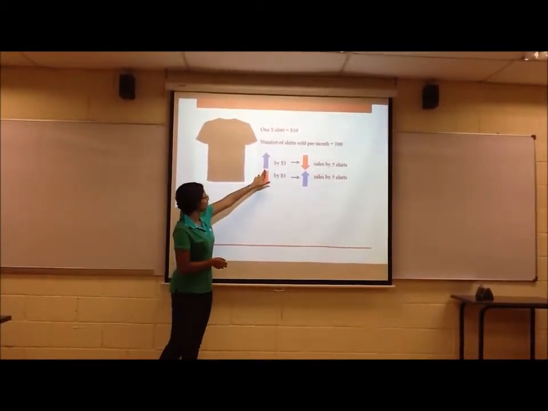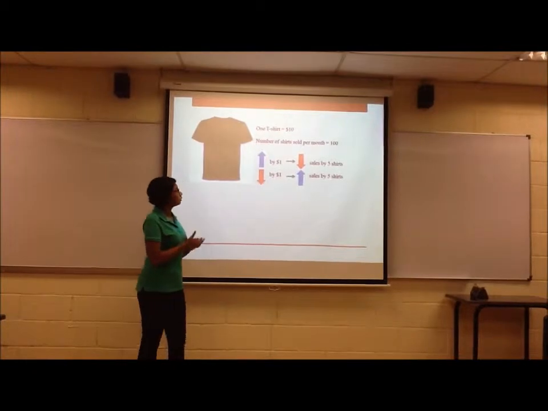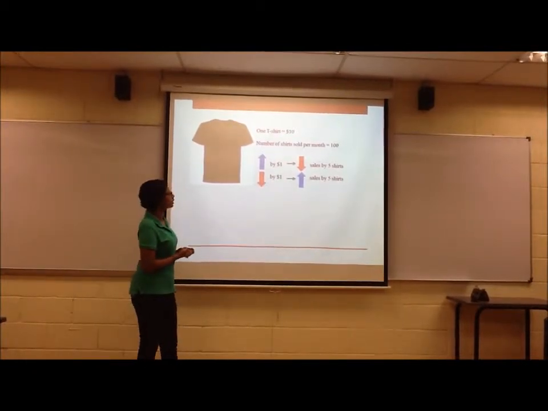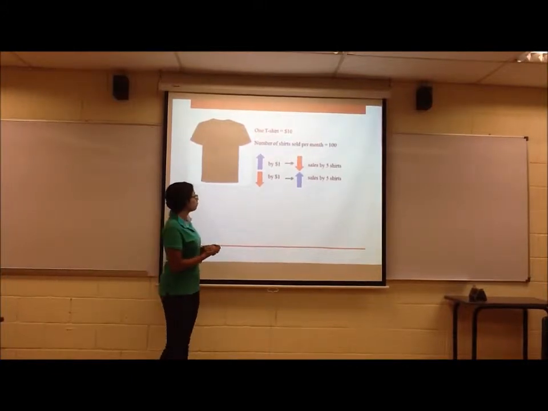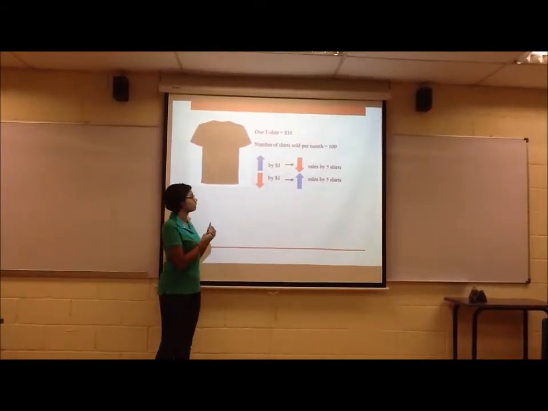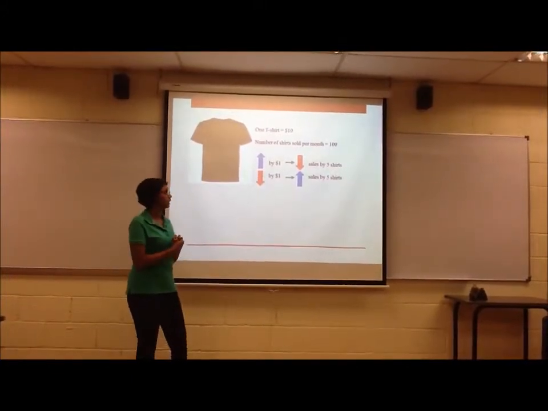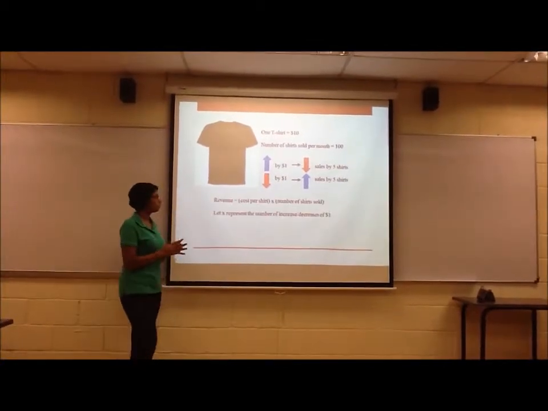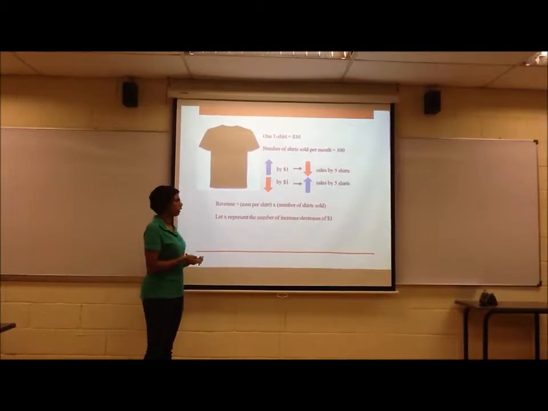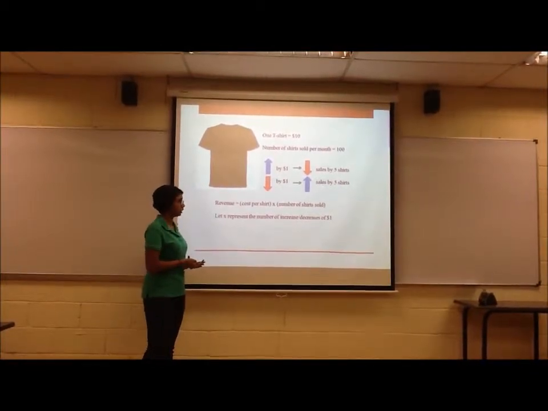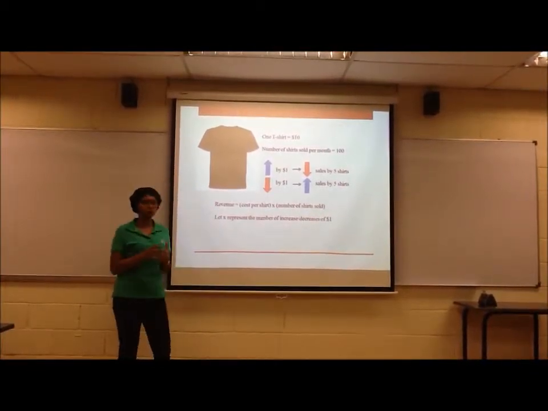And from the question itself, we can know that by an increase of $1 in the cost, the number of sales of the t-shirts decreases by 5. However, when the price decreases by $1, the number of shirts increases by 5. So basically, the revenue equals cost per shirt times number of shirts sold. Letting x represent the number of increases or decreases of $1, we can get the complete revenue function.